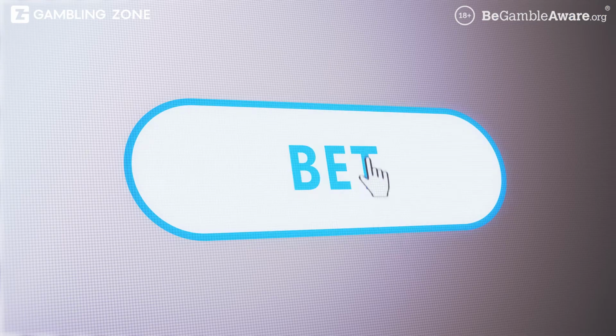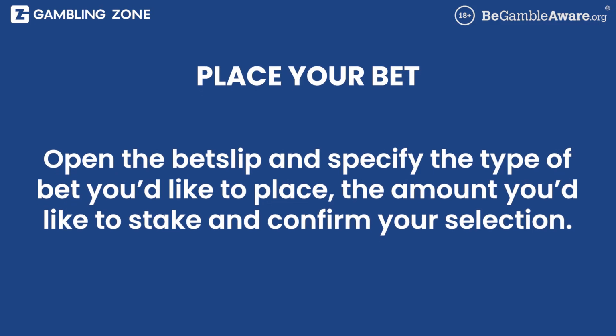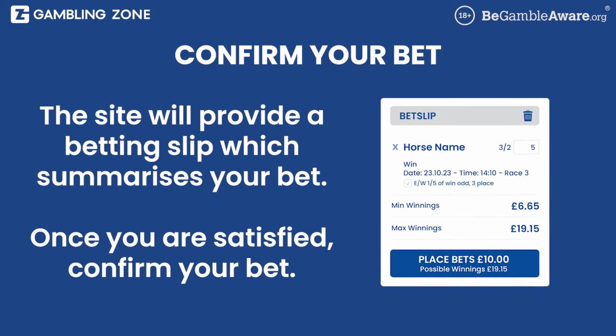Now it's time to place your bet. Open the bet slip where you have added your horse and specify the type of bet, for example win, place, or each way. Enter the amount you want to stake and confirm your selection. The betting site will then provide a betting slip summarising your bet. Review the details on the slip to ensure they match your intentions. Once you are satisfied, confirm the bet and you are in action.